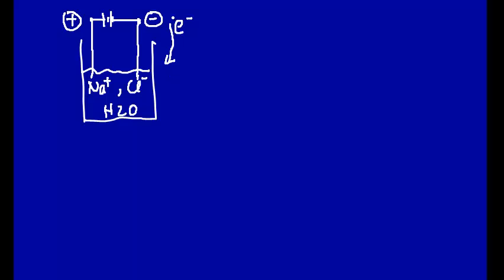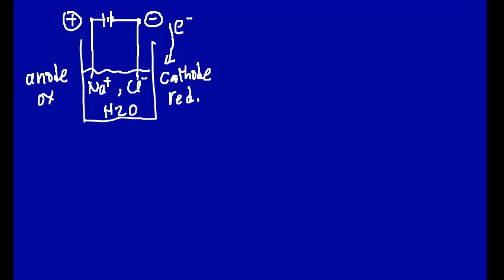Where the electrons are going here, this is called the cathode, and the cathode is where reduction occurs. So in reduction, these electrons will go on some atom and reduce its oxidation number. Over here on the other side is the anode, and that's where oxidation occurs. So I want to ask the question for this particular setup, what will be produced at the anode and what will be produced at the cathode?